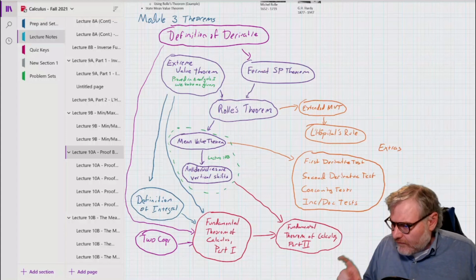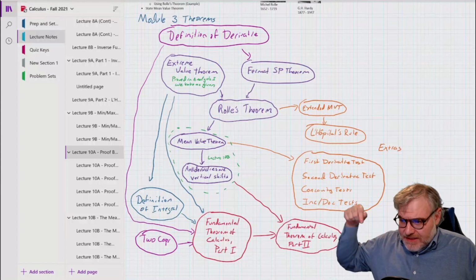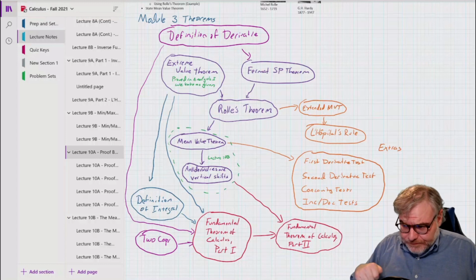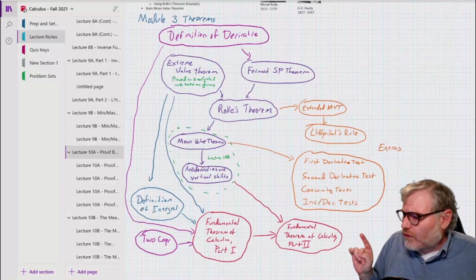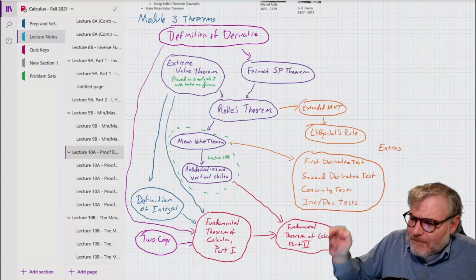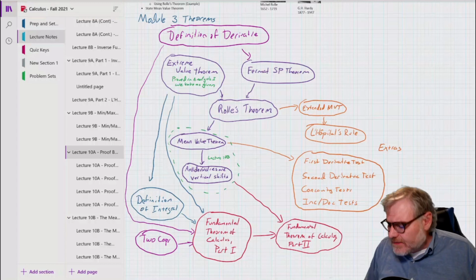And if you're looking for those proofs, I'll put some links below to videos that other people have done, or maybe that I have done. But if you also want to find them, you'll find them in the back of the textbook in one of the appendices.